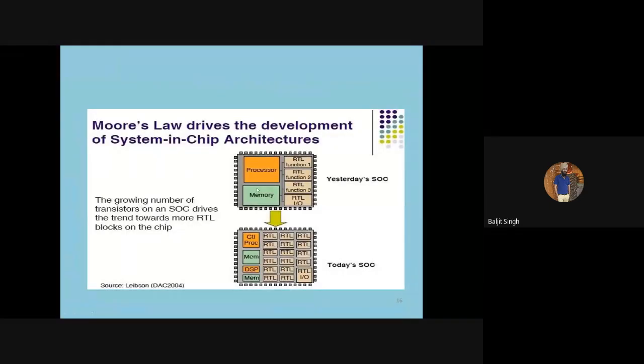So Moore's law drives the development of system-on-chip architectures. The growing number of transistors on a system on chip drives the trend toward more register transfer logic blocks on the chip. As you can see, in the past the system on chip had a single processor, memory, a few RTL functions and a few RTL input outputs.